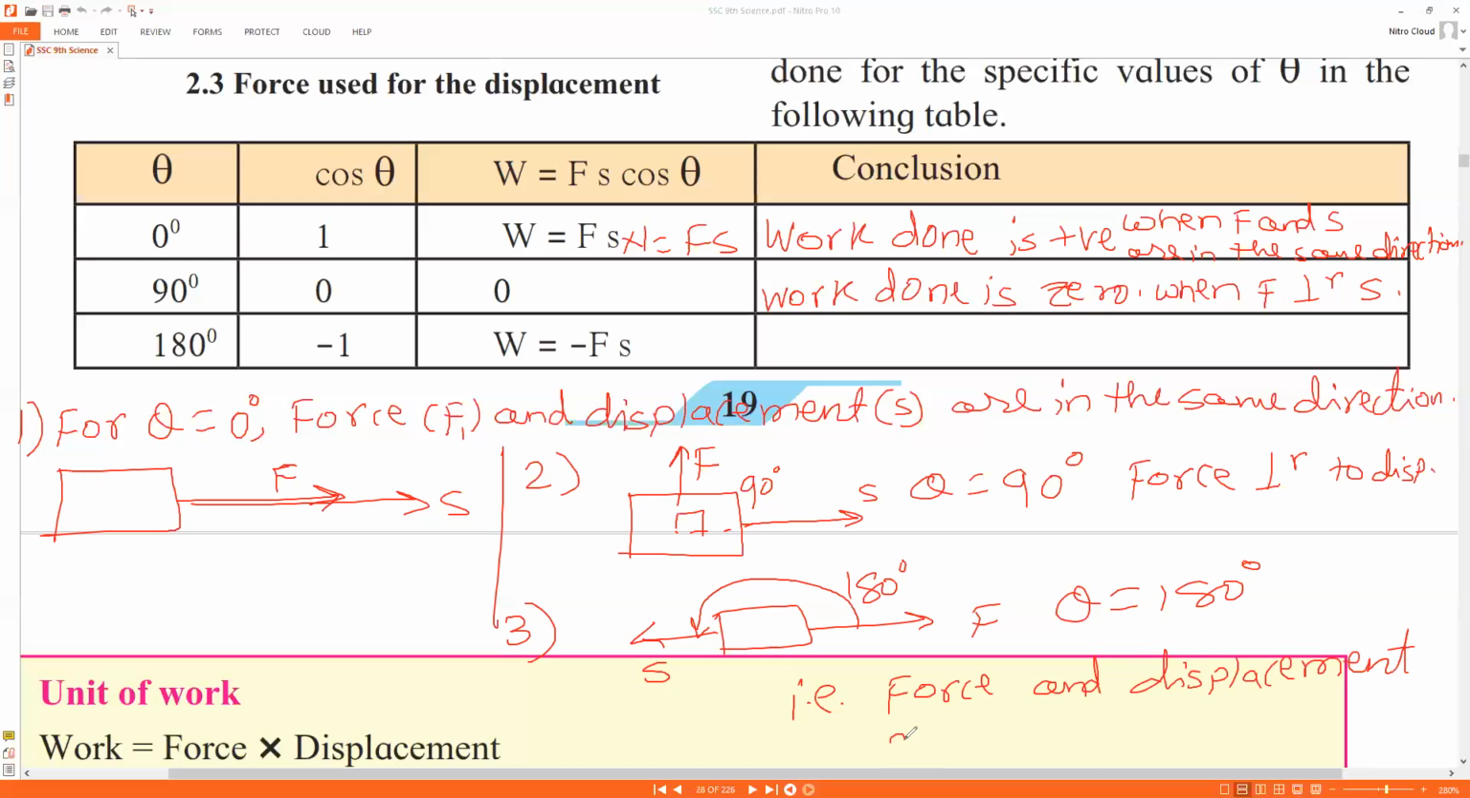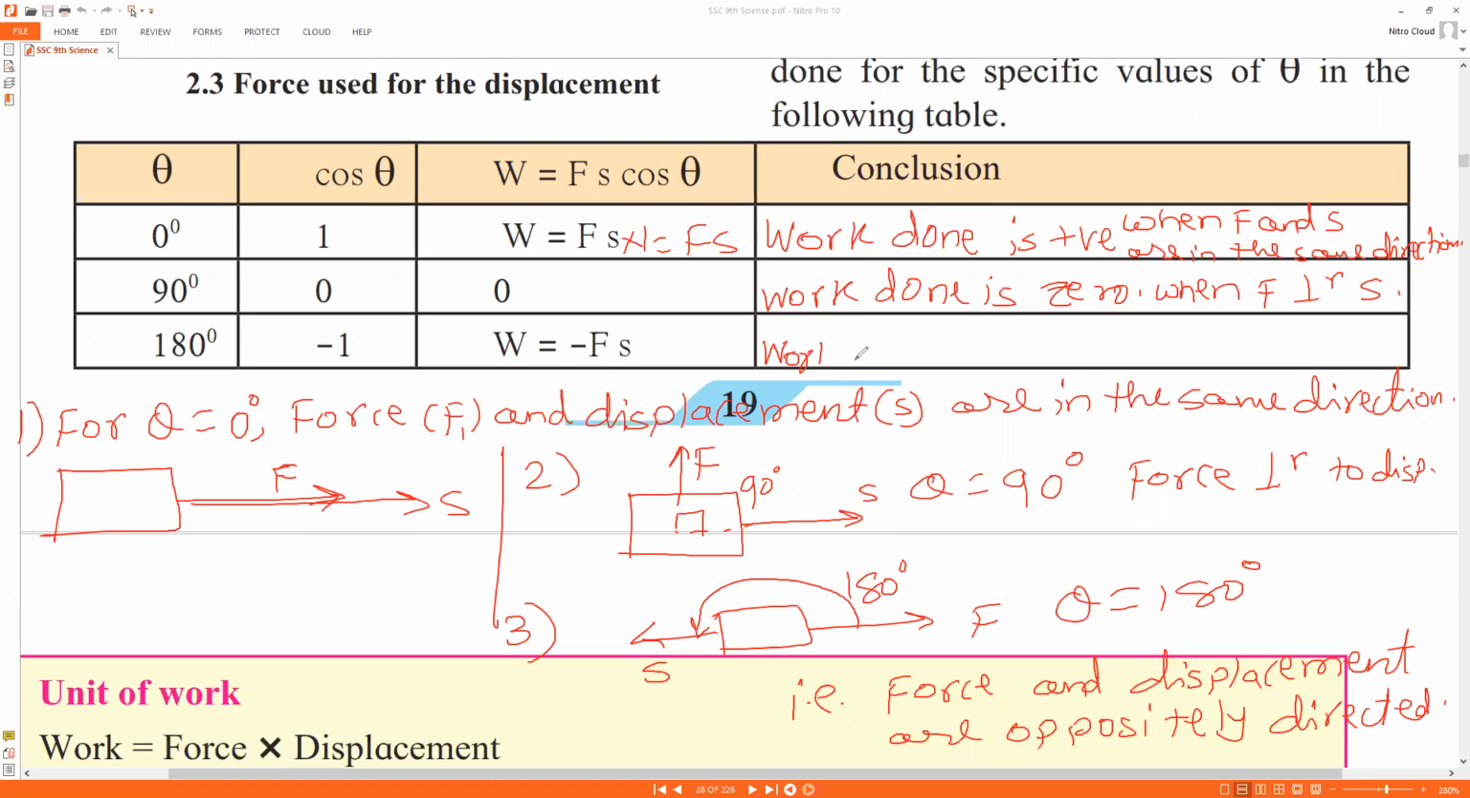Force and displacement are oppositely directed. They are in opposite direction. It is not that the force is just to the right and the displacement to the left; there must be a compulsory 180 degree angle between them, exactly opposite rays. Okay. In that case, cos theta is minus 1. So you get F s into minus 1, meaning minus F s.